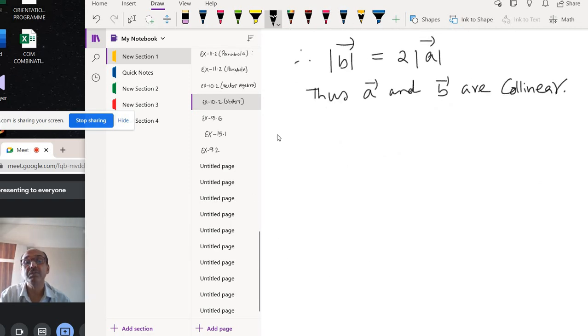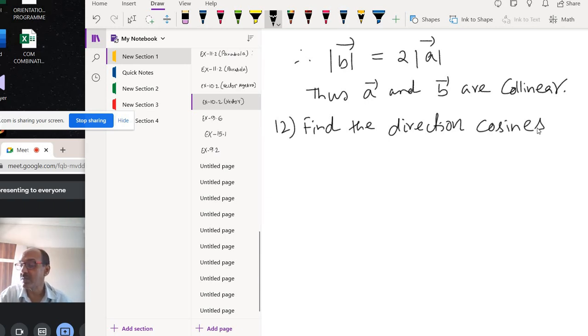Next question number 12. Find the direction cosines of the vector i plus 2j plus 3k.